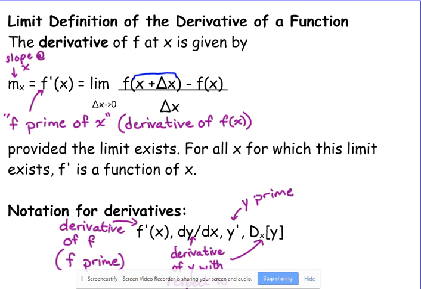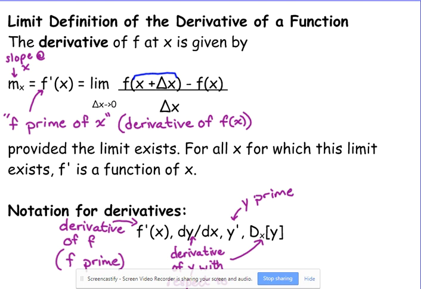Now, obviously, this only works if that limit exists. There are going to be some places where we cannot find the derivative of a function. For example, if you have a discontinuity, a hole, or a vertical asymptote, you can't find the derivative at those places because your function is not defined. But as long as your function is defined, and then we'll run into a couple of other scenarios that we'll talk about later where the derivative can't be found.